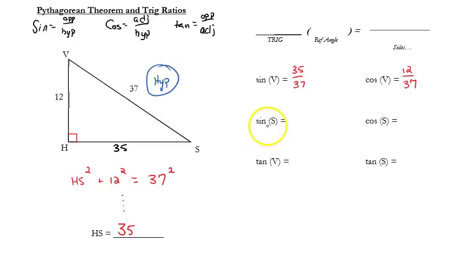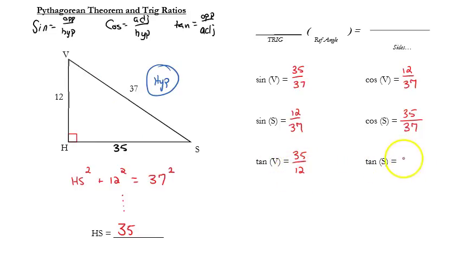And then we would continue on. If I change my reference angle but use sine, it becomes 12 over 37. Opposite of S, hypotenuse. Cosine becomes 35 over 37, adjacent to S and hypotenuse. Tangent of V, opposite of V, is 35 over adjacent to V, that's 12.